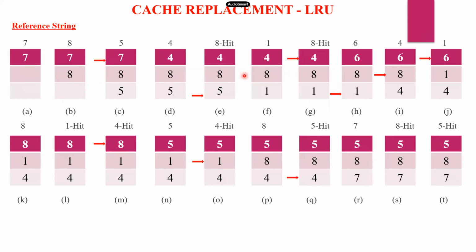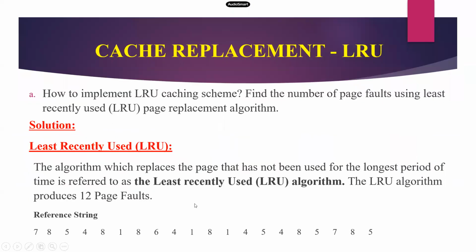So the hit ratio is what? 8 divided by 20. The miss ratio is nothing but what? 12 divided by 20. So the number of page faults with the help of LRU technique is 12. I already mentioned that in the previous slide. So the LRU produces 12 page faults.